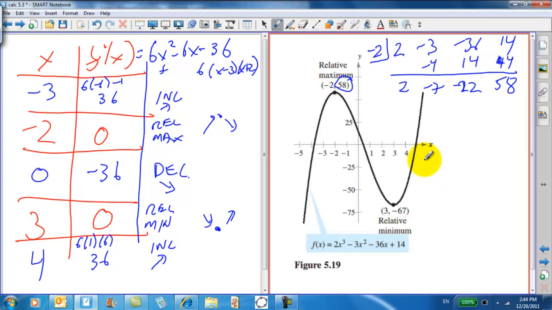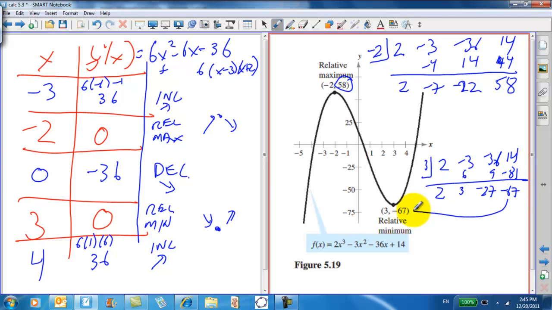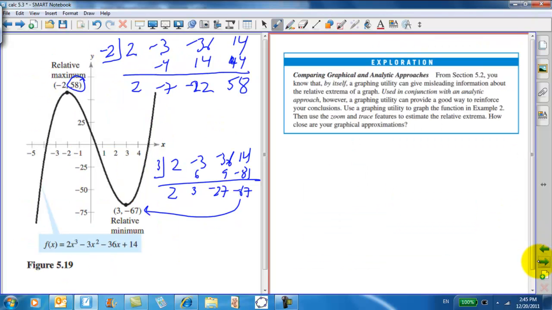And you can test it also with 3. What happens when you put 3 into the function? 2, negative 3, negative 36, 14. Do a little synthetic substitution here. 6, 3, 9, negative 27, negative 81, and sure enough you get negative 67. So that's where they got that. Okay, so that's how we can find our relative extrema on an interval.